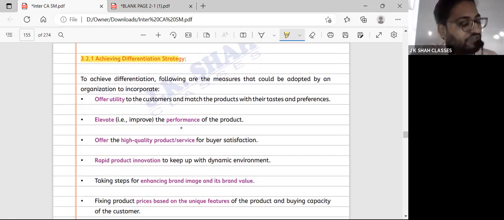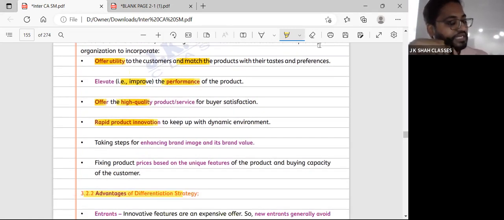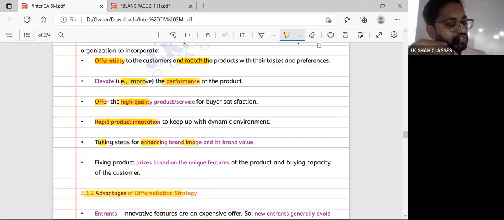Look at this. To achieve differentiation, following measures could be adopted. Number one, offer utility and match the tastes and preferences. If you are not comfortable with the word elevate, you may surely rise, improve, right? Improve the performance of the product. Offer high quality products or services. Rapid product innovation. Take steps to enhance the image. Fix the price based on unique feature and buying capacity.